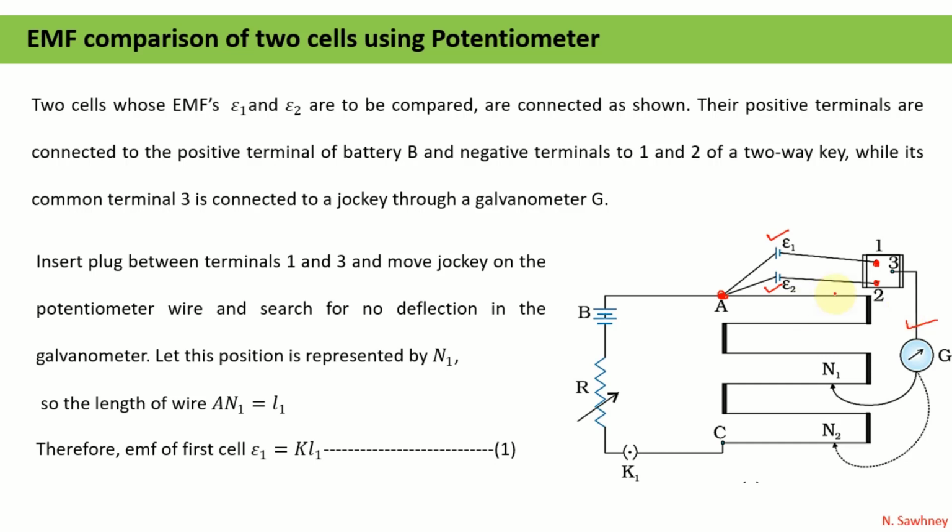Now let us insert a plug between terminals 1 and 3, that is, we are connecting the terminals 1 and 3 in this manner. That means the first cell having EMF E1 is in the circuit. Now let us search for the balanced position on the wire. Let that balanced position, where the galvanometer is showing no deflection, be represented as N1. So the length of the wire from A to N1 is represented as L1. Therefore, according to the principle of the potentiometer, the EMF E1 will be equal to K times L1, where K is the potential gradient of the wire. Let us mark it as equation number 1.